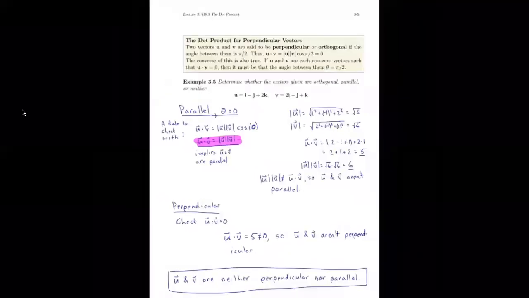The order doesn't matter. You could check perpendicular first, then parallel. Either way, it might be better to go first with perpendicular, because if they are perpendicular, it's shorter work and you're done faster. But otherwise, it doesn't really matter.